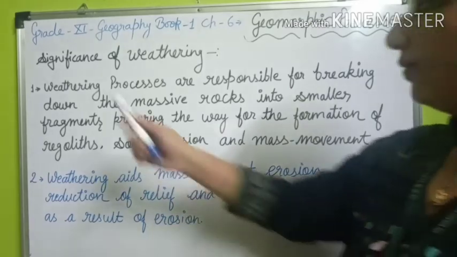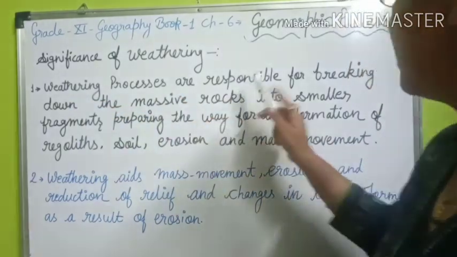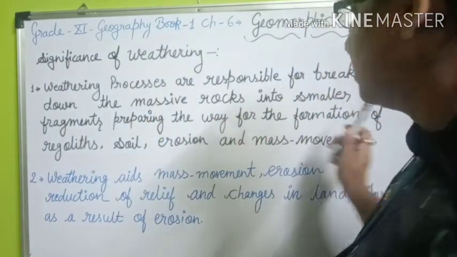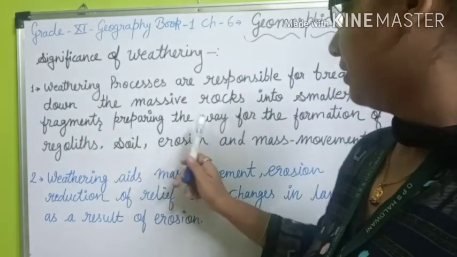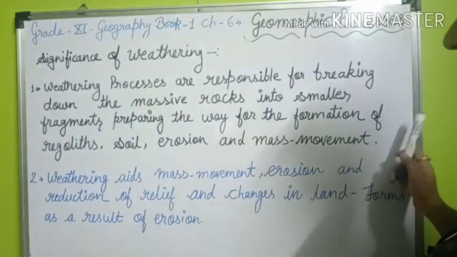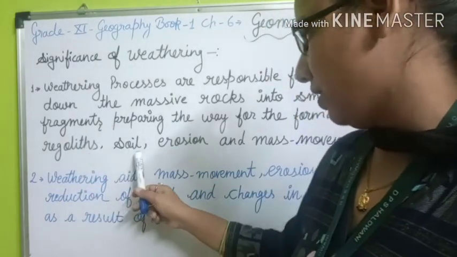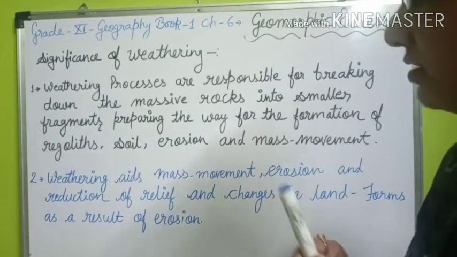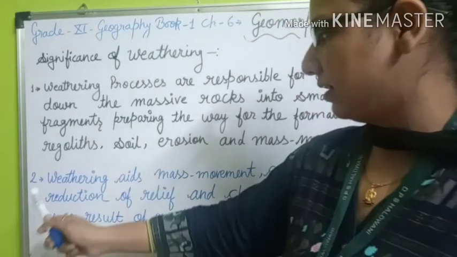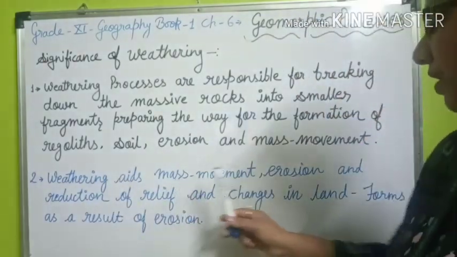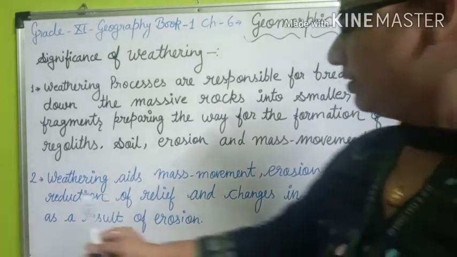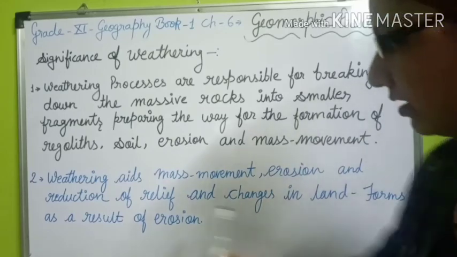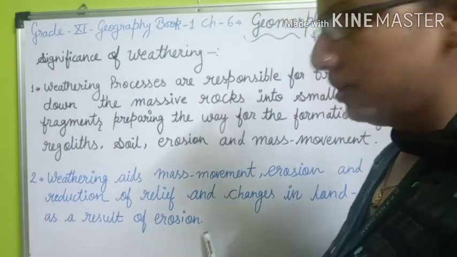First, weathering processes are responsible for breaking down massive rocks into smaller fragments, preparing the way for the formation of regoliths, soil erosion, and mass movement. The second significance is that weathering aids mass movement, erosion, reduction of relief, and changes in landforms as a result of erosion.